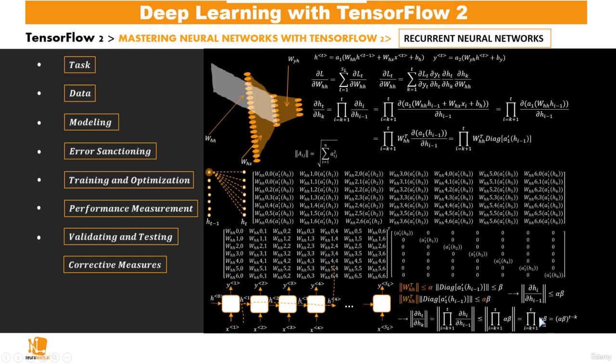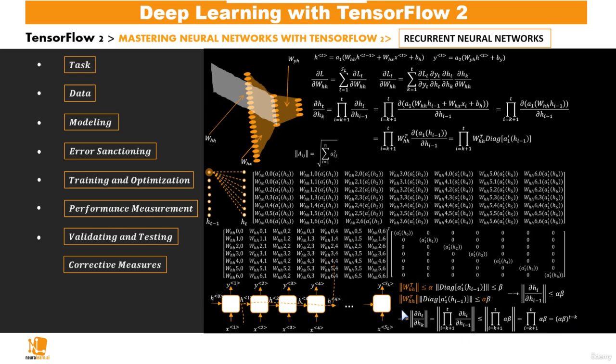And then from here we simply find the product of alpha beta. Now multiplying alpha beta times alpha beta times alpha beta, t minus k times, we obtain this. So to move from k plus 1 to t, we go through it t minus k times, and that's how we obtain alpha beta to the power of t minus k. And so from here we see clearly that this L2 norm is less than or equal to alpha beta to the power of t minus k.